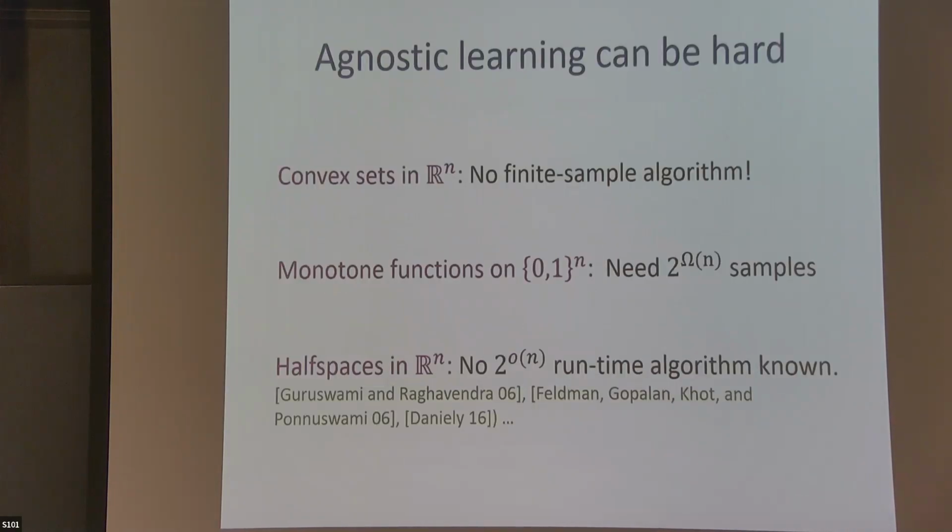And this is a great question, Tony, because when you don't say anything about the distribution, with agnostic learning, you're like, great, I want to agnostically learn. This is the holy grail. But the problem is it can be really hard. So convex sets, no finite sample algorithm, monotone, there's all sorts of lower bounds for agnostic learning. They're really terrible.